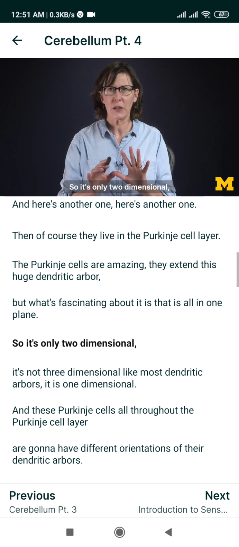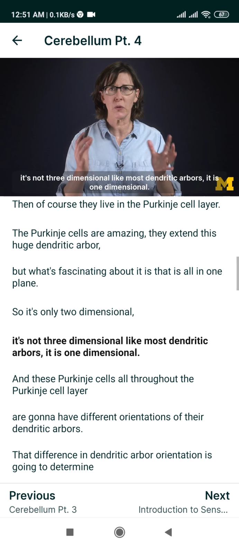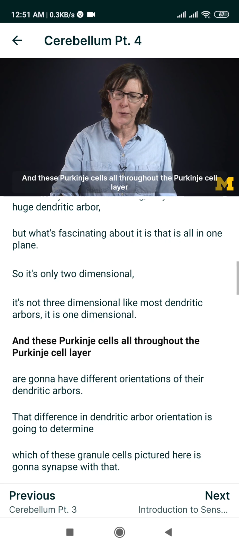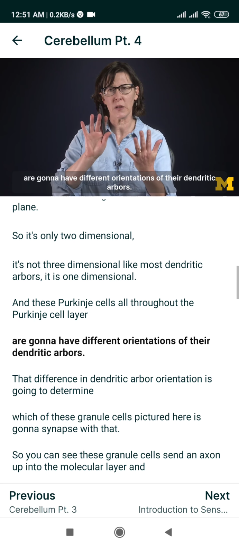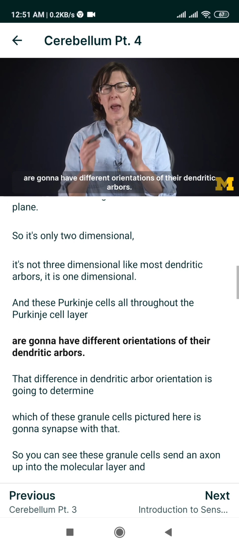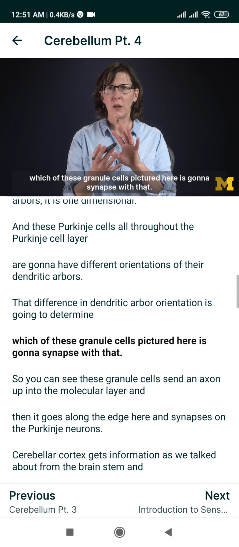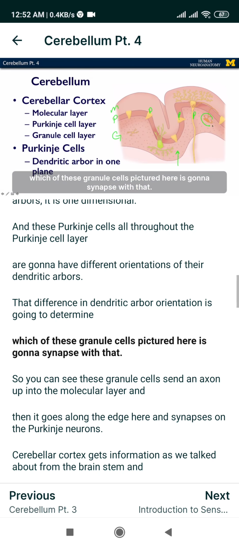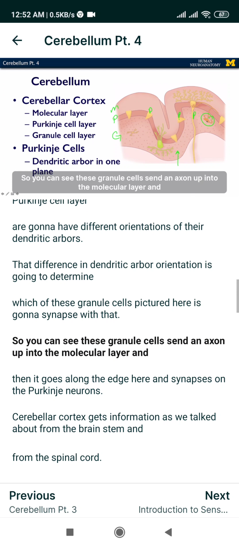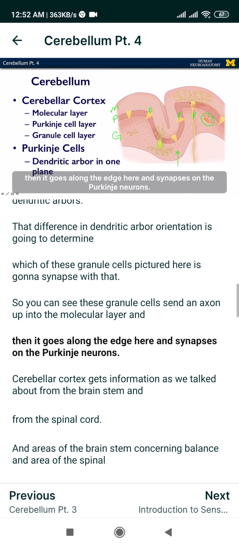They extend this huge dendritic arbor, but what's fascinating about it is that it's all in one plane. So it's only two-dimensional. It's not three-dimensional like most dendritic arbors. And these Purkinje cells all throughout the Purkinje cell layer are going to have different orientations of their dendritic arbors. That difference in dendritic arbor orientation is going to determine which of these granule cells, pictured here, is going to synapse with it. So you can see these granule cells send an axon up into the molecular layer, and then it goes along the edge here and synapses on the Purkinje neurons.